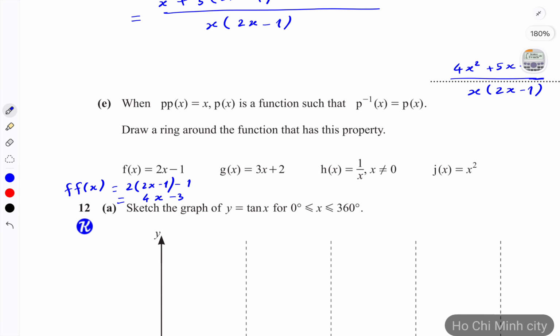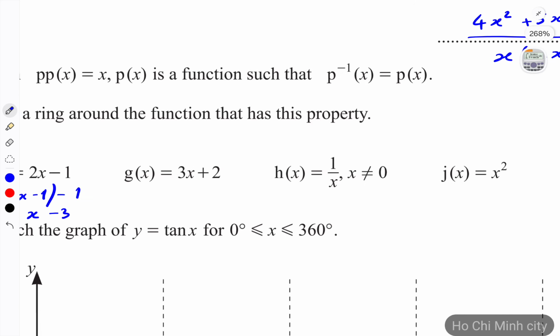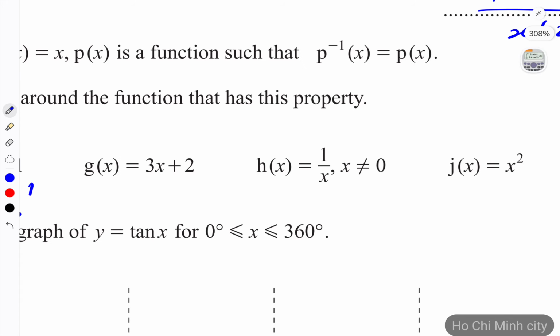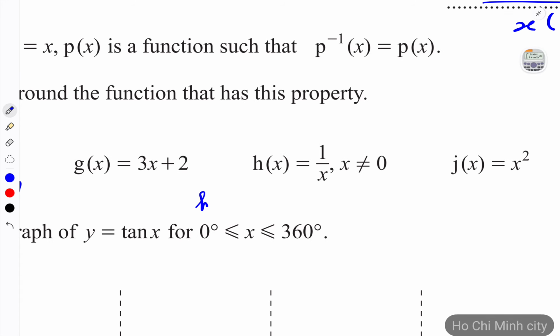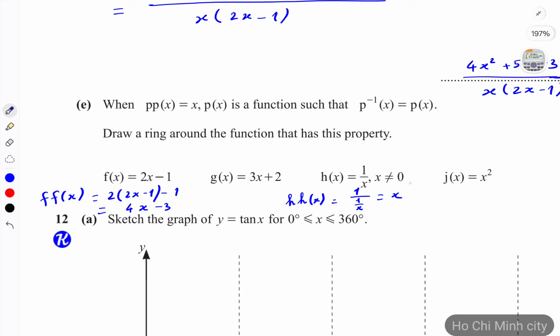All right, so you can give as many tries as you want, then you would come up with the function h of x, right? So let's try this. h of x is going to be 1 over x, replaced by 1 over x, so that is equal to x. All right, so we will put a ring around this one.